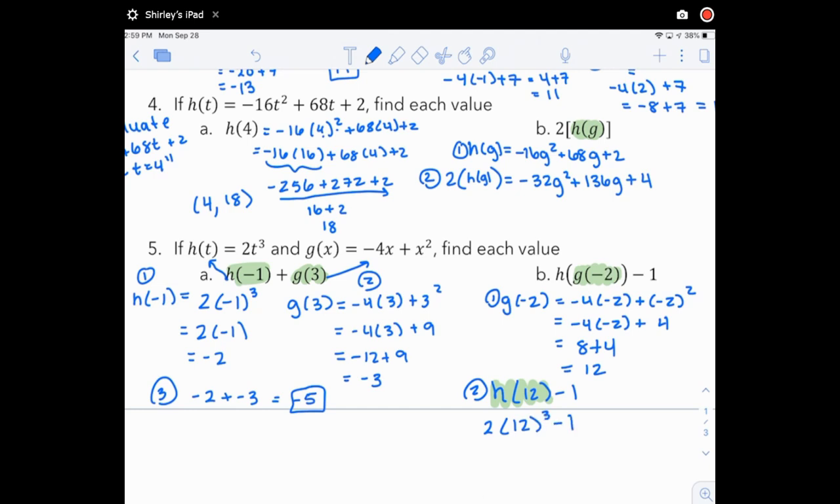So we're going to go ahead and do all of this math. Do your exponents first. That means we're going to do 12 times 12 times 12, or 144 times 12. And that's going to give us 1728. Multiply that by 2 to finish. We get 3456 minus 1 gives me 3,455.